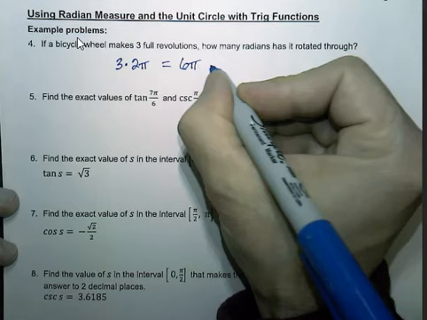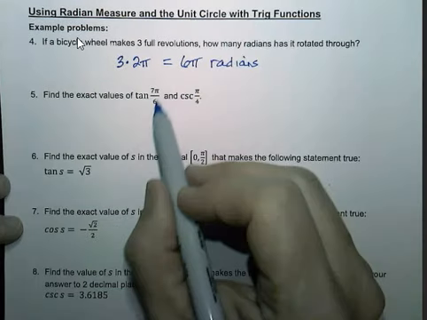Now let's look at some more things that have to do with radian measure, and then using the unit circle. If we think about radian measure, remember that 1 full revolution is 2 pi radians. If we have a bicycle wheel that makes 3 full revolutions, then we can figure out how many radians it has rotated through. This is just going to be 3 times 2 pi. Our bicycle wheel would have rotated through 6 pi radians.